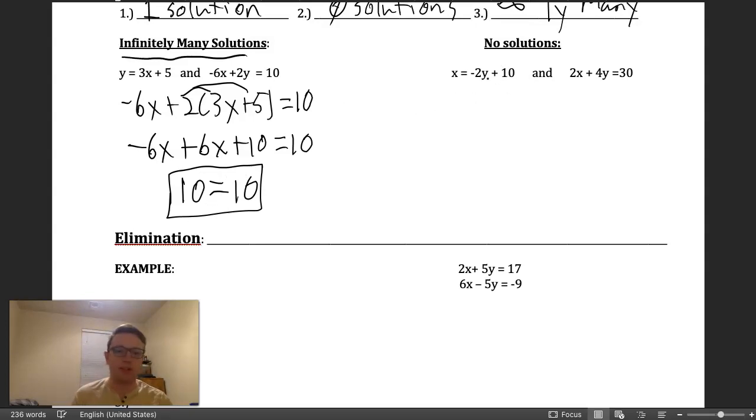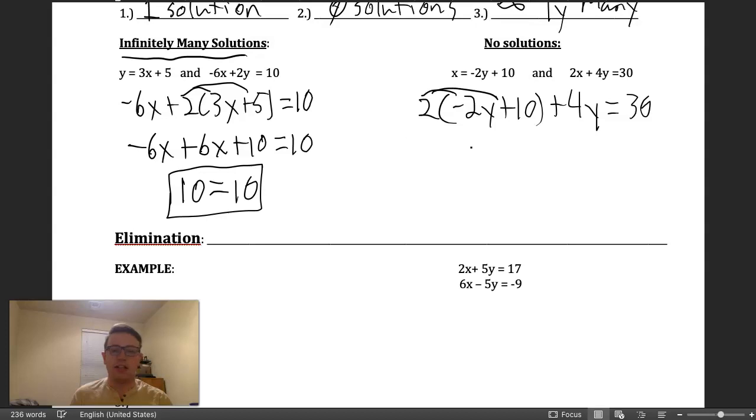What about no solutions? Well, if we substitute in for x, minus 2y plus 10, let's see where that gets us. We get 2 parentheses minus 2y plus 10 plus 4y is equal to 30. We're going to distribute the 2 into both terms. We get minus 4y plus 20 plus 4y is equal to 30. Our 4y's are going to cancel.